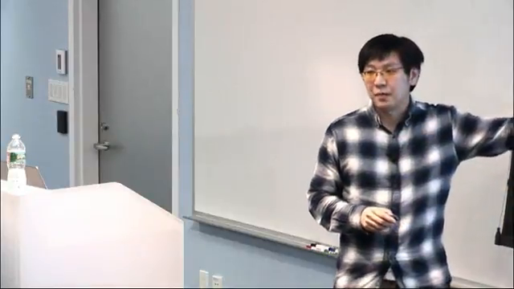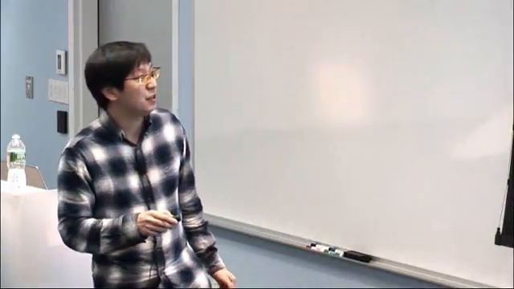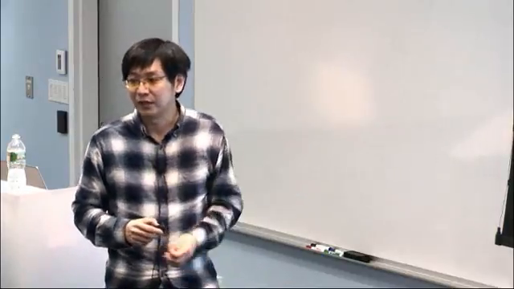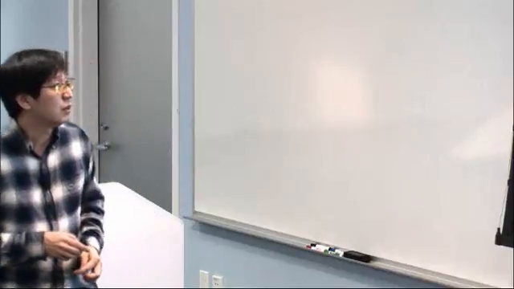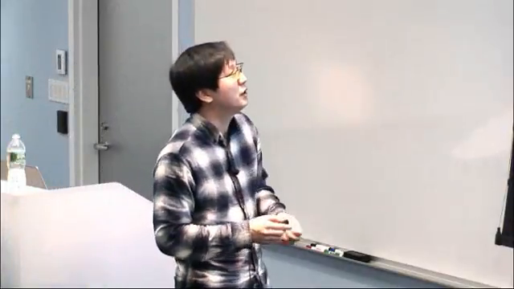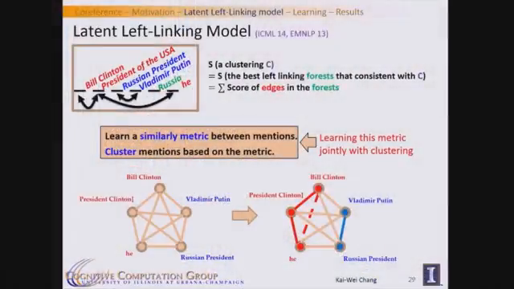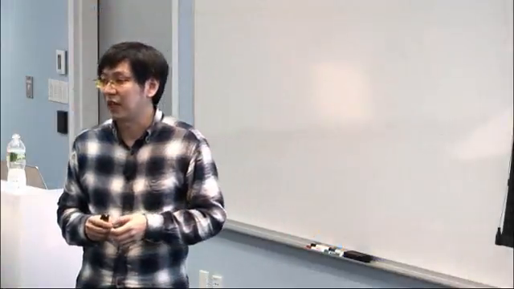But as you can see, there is an obvious drawback of this heuristic, because the learning is decoupled from the inference. So the goal here is: can we learn a better similarity metric such that we can do better at inference time? That's why we propose a best left linking latent model, such that we can jointly learn the similarity metric with the clustering.